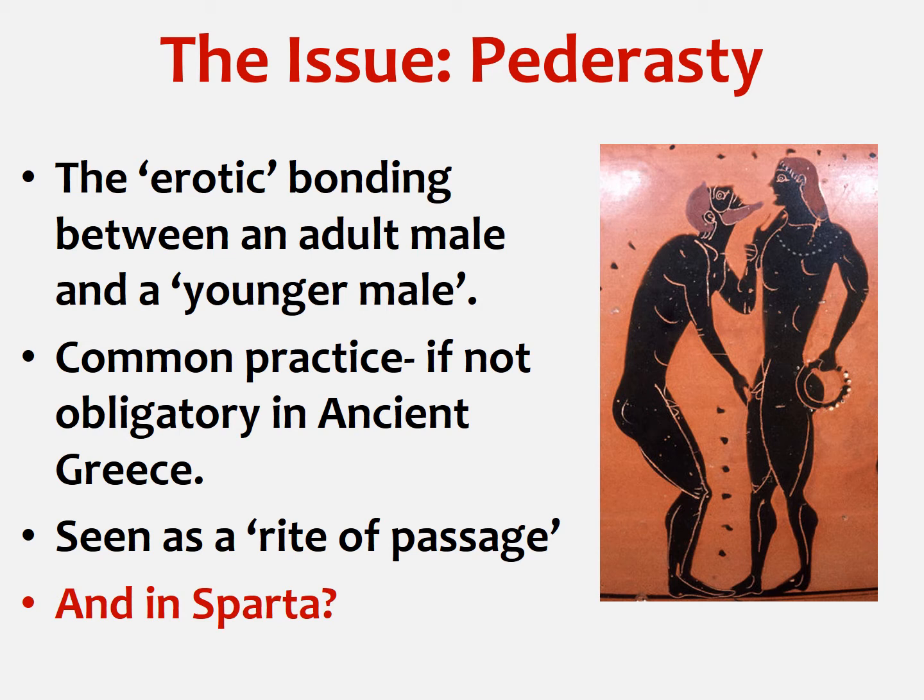So the first issue we have to address is this issue of pederasty. This was not uncommon across ancient Greece. Ultimately, this is the erotic bonding between an adult male and a younger male. It was very common across ancient Greece, and in many cases it was almost compulsory, it was obligatory. In a lot of cases this was seen as a mentoring relationship and almost like a rite of passage. So obviously we now need to look at how this works in Sparta, given that we know that Sparta is quite different to a lot of other states in a lot of different ways.